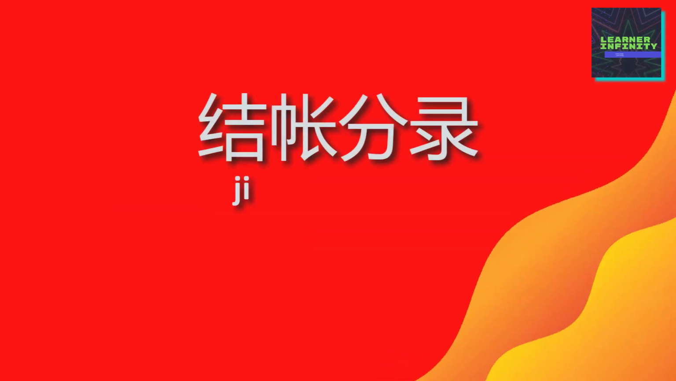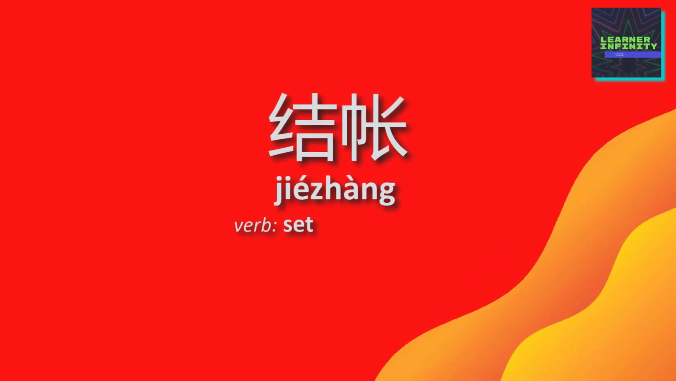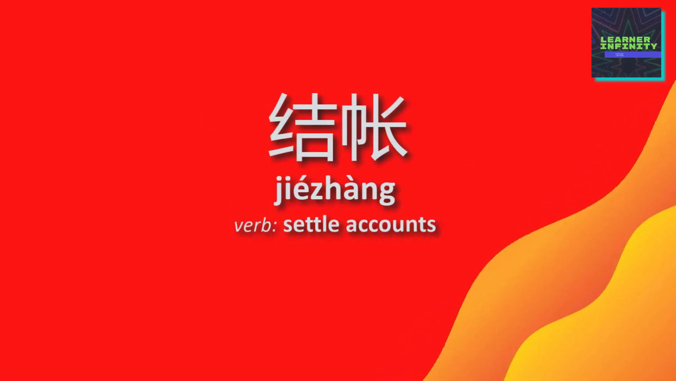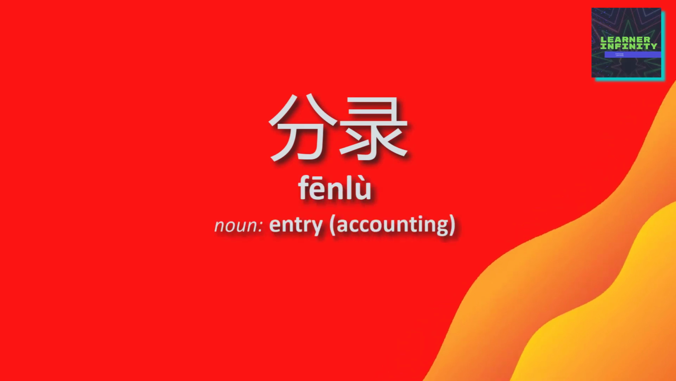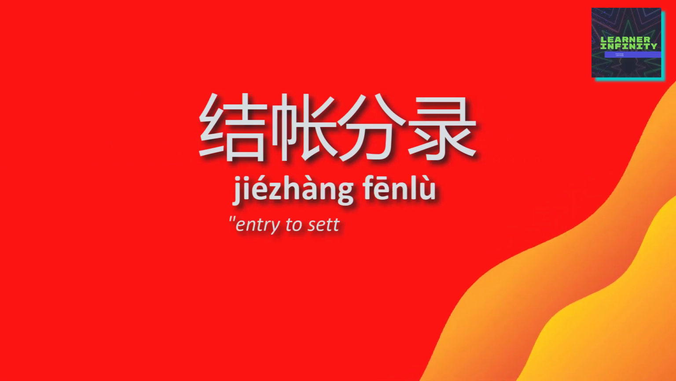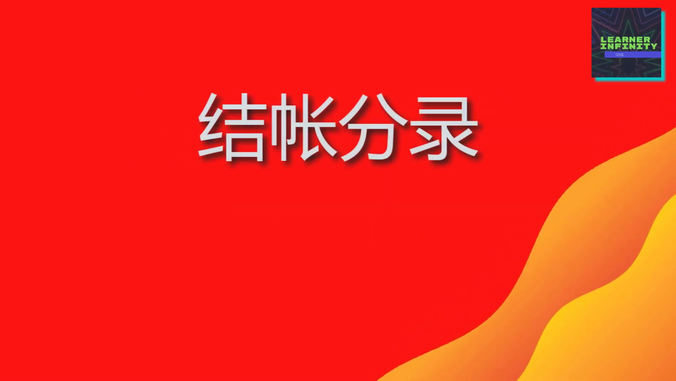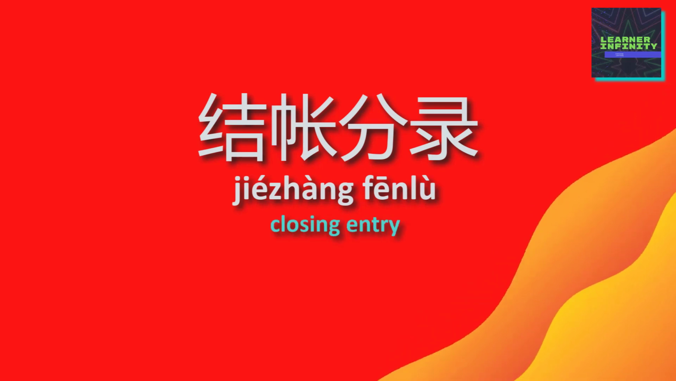The second word is 结账分录. Let's see how this word was composed. Here's the first part. 结账 is a verb which means to settle accounts. As mentioned earlier, 分录 is a noun which means an entry in accounting. Putting these words together literally means entry to settle accounts. In accounting, what is 结账分录? The answer is closing entry.